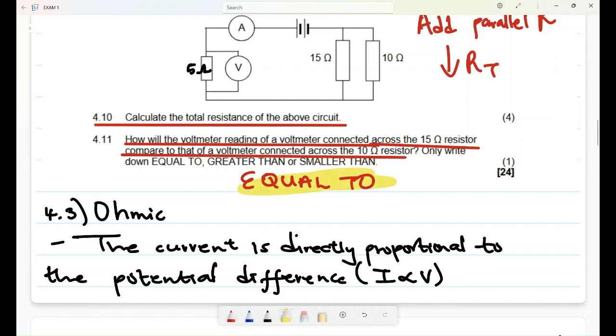This is your answer. This is how the voltmeter reading across the 15 ohm compares to that of the 10 ohm. So yes, that's all for the practical question. I hope you enjoyed and understood the concept under Ohm's laws and how to apply it. Thank you very much.